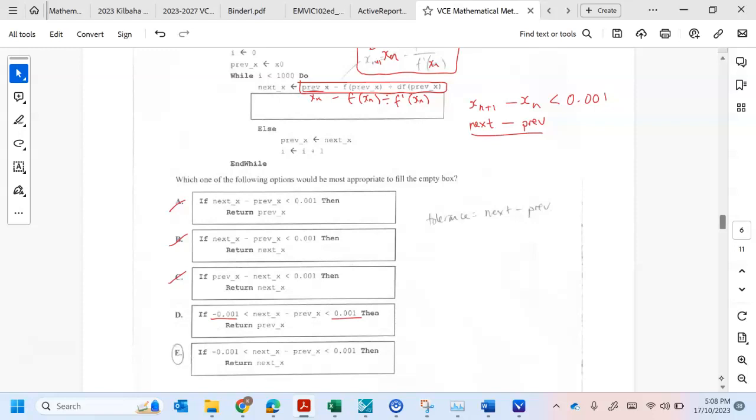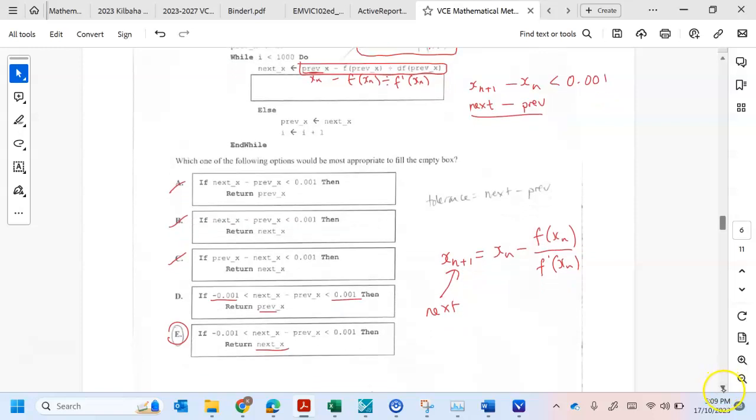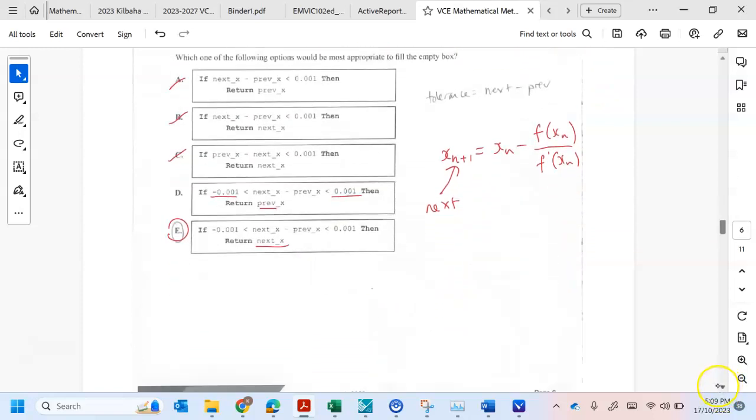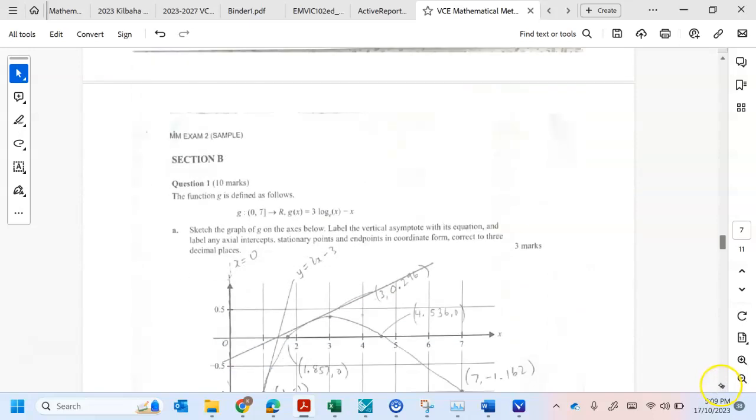Now with Newton's method of approximation, remember we're calculating x of n plus 1. So this is your formula. This is your next value. So basically it's returning your next. So your correct answer is E, whereas in part D, it returned previous. So we don't want the previous value, we want to know the next value. All right, so good question to have on your formula sheet as well.